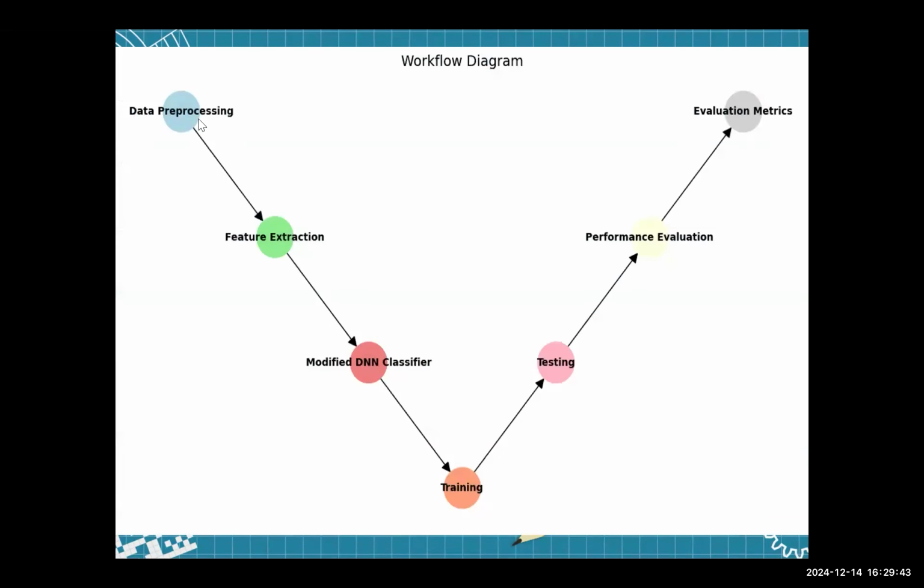So this is the workflow diagram. In that, first we have to pre-process the data. Then feature extraction, followed by the modified DNN classifier, then training, then testing, then performance evaluation. So these are the steps in the implementation of the modified DNN classifier for cursor control.